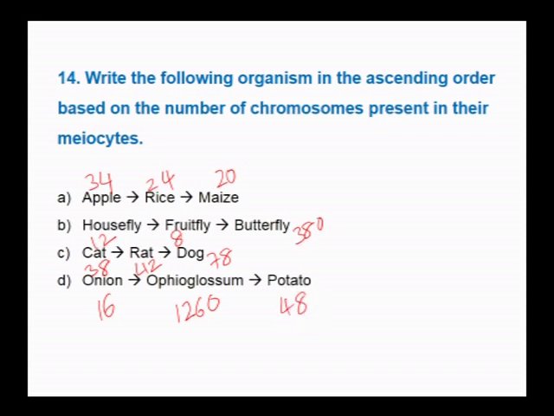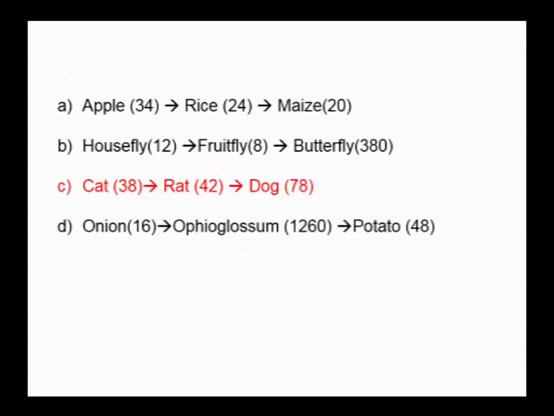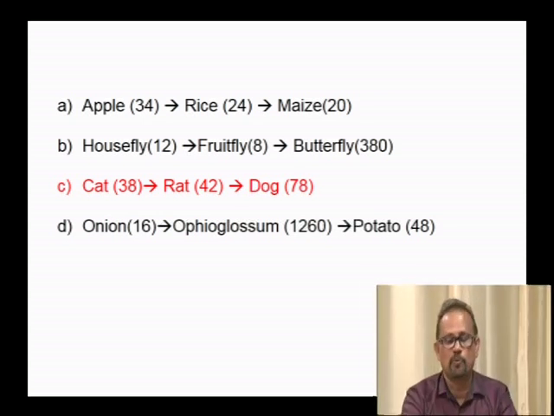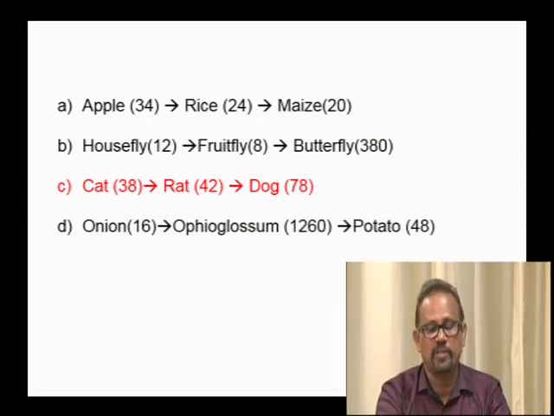So you have to write the ascending order, that is least to the highest. So cat 38, rat 42, dog 78 highest. Therefore, for this question, the correct answer is C, cat, rat and dog. We shall move on to the next question. So here I have given the lifespan and meiocyte number for different organisms.